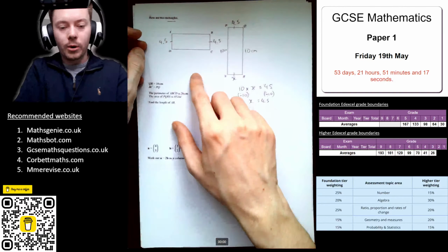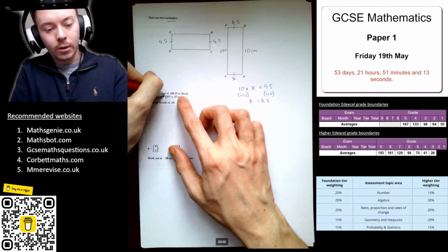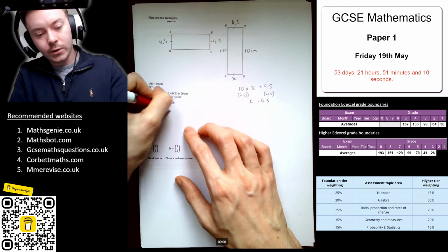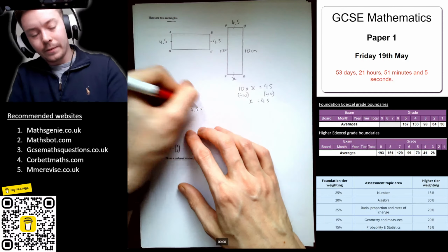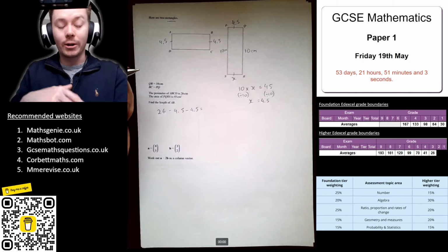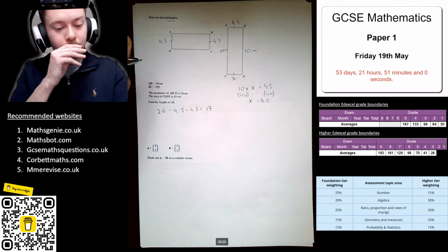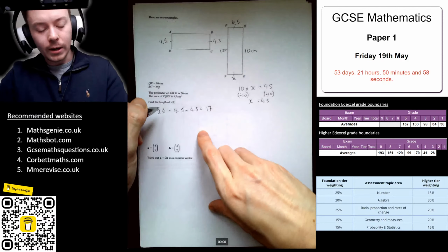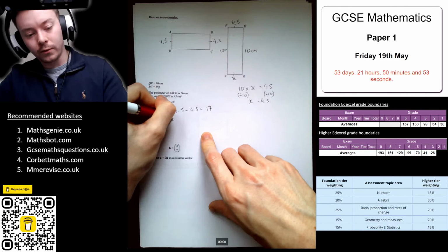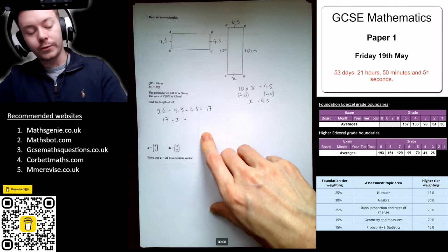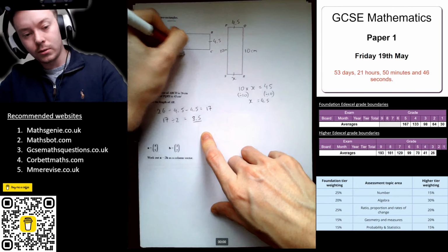Find the length of AB. So we go back again, the perimeter is 26. 26, take away 4.5, take away 4.5. That's taking away 9 in total. So that gives me 17. And then I've got to divide that by 2 because there's two sides. So 17 divided by 2, half of 16 is 8, so that's going to be 8.5 centimeters.